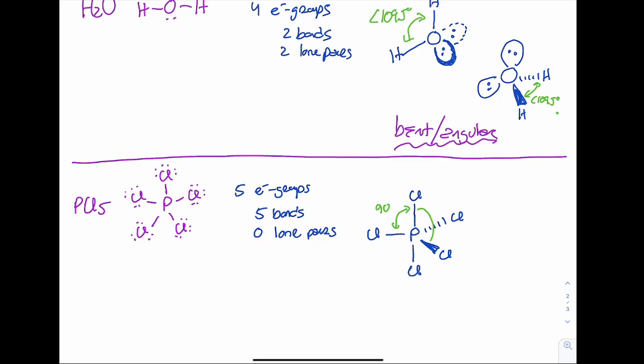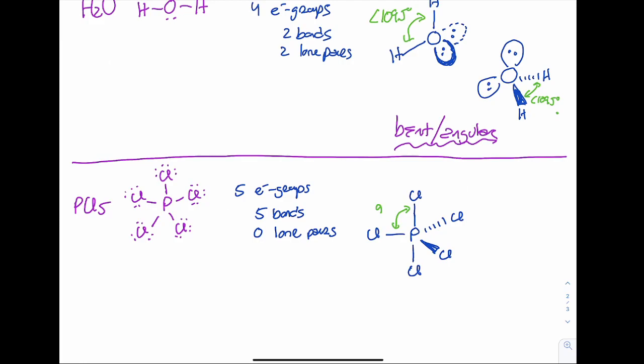I'm going to draw these and then erase them. Between here and here is also 90. Between here and here is 90. Between here and here is 90. And then between this one to this one is also 90. We will look at a model for this.